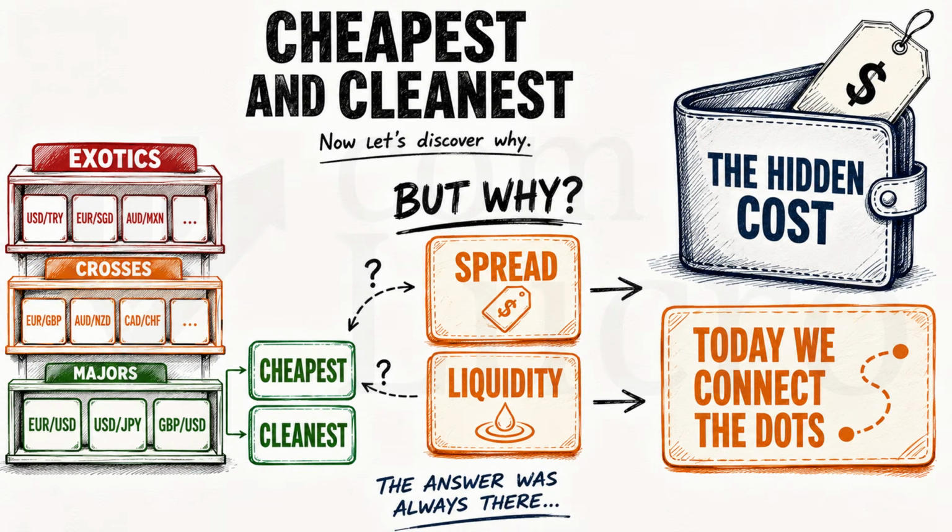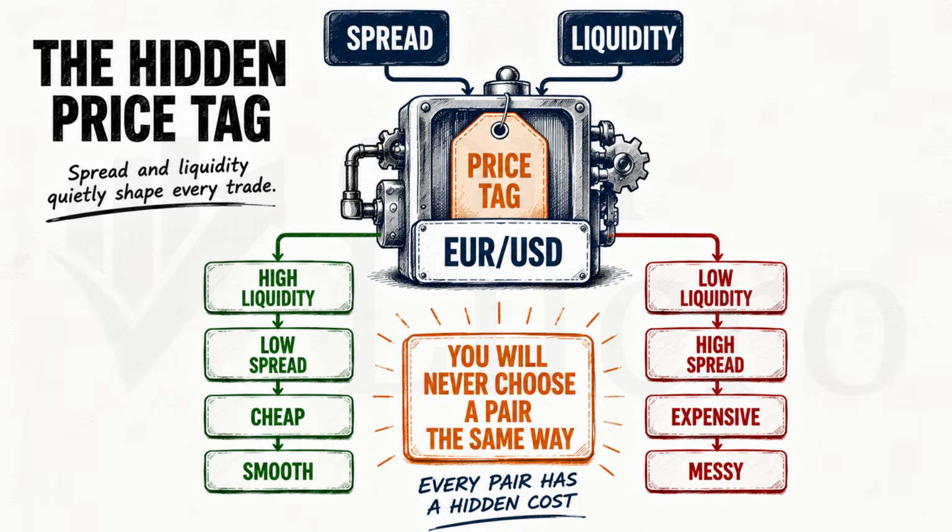So in the last video, we finally turned that intimidating list of pairs into a simple map. 3 families: the majors, the crosses, and the exotics. And I kept saying the same thing about the majors. They're the cheapest and the cleanest to trade. I even threw 2 words at you: spread and liquidity, almost like it was obvious why they matter. But I never actually stopped to show you why they hit your wallet. So that's exactly what we're fixing today.